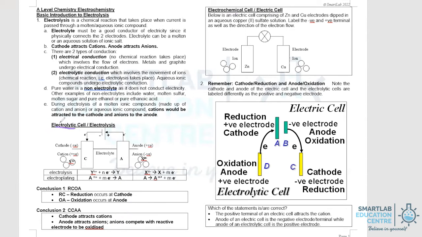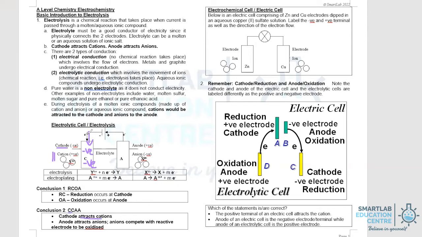Electrolytic cell. In the electrolytic cell, the conventional current flow is from the positive terminal of the battery, and the current will end up in the negative terminal of the battery. Based on that, the electron flow will flow out from the negative terminal and into the electrode. The electrode will be negatively charged, as it will be flushed with electrons. And since it's negatively charged, it will be attracting the cation. Hence, the electrode can be termed as the cathode, because cathode attracts cation.